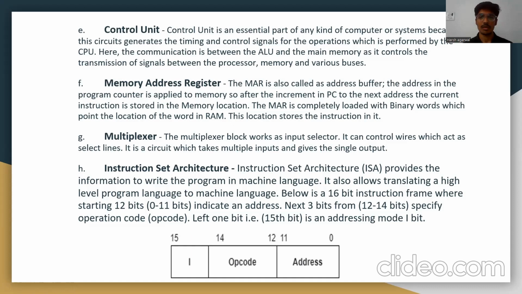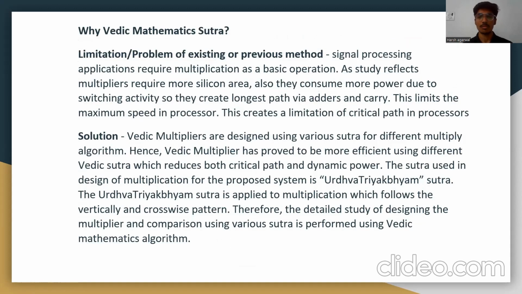Below is a 16-bit register frame where the starting 12 bits, 0 to 11, indicate the address. The next three bits, 12 to 14, are the opcode, and the rest, the 15th bit, is the addressing mode. Next slide.